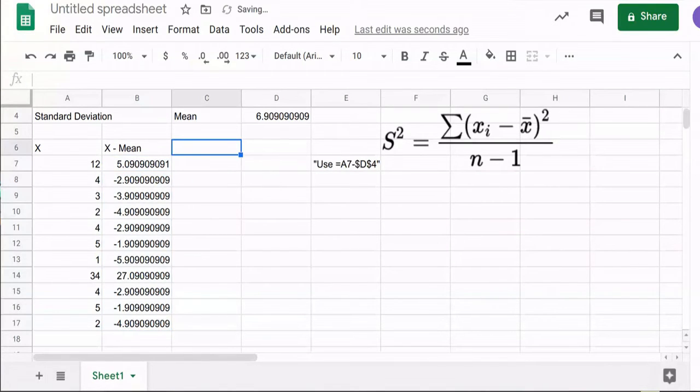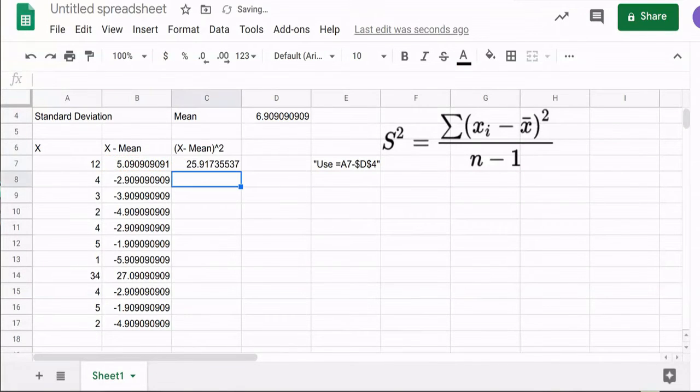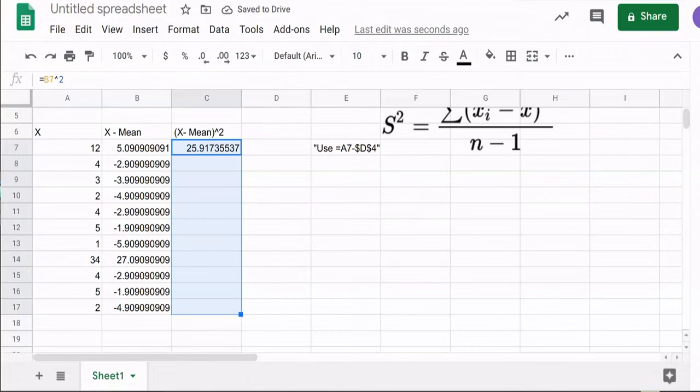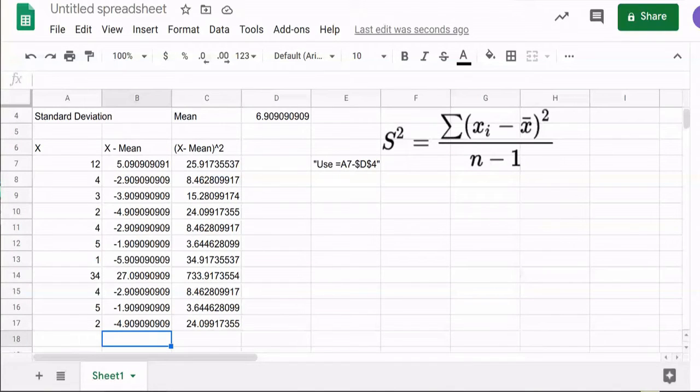So now we have to calculate x minus the mean squared. Because if you see on this equation here, you have x minus the mean, all squared. So we're going to take whatever is in this column and square it. You could always do this by hand, right? And then we have to total all that information in the end.